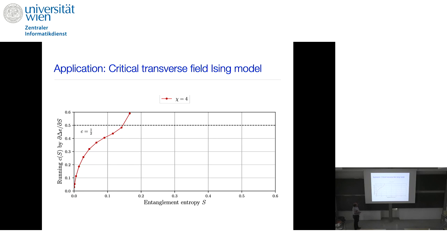And so now let's show some first examples. I'm looking at the transverse field Ising model. I'm adding a longitudinal magnetic field, so a sigma z field in the language of before. And here I'm using a very small bond dimension chi=4. What I'm showing here is what I call the running central charge, c(S), which is defined as the derivative of the excess energy with respect to the entropy, but in this log form I showed before.